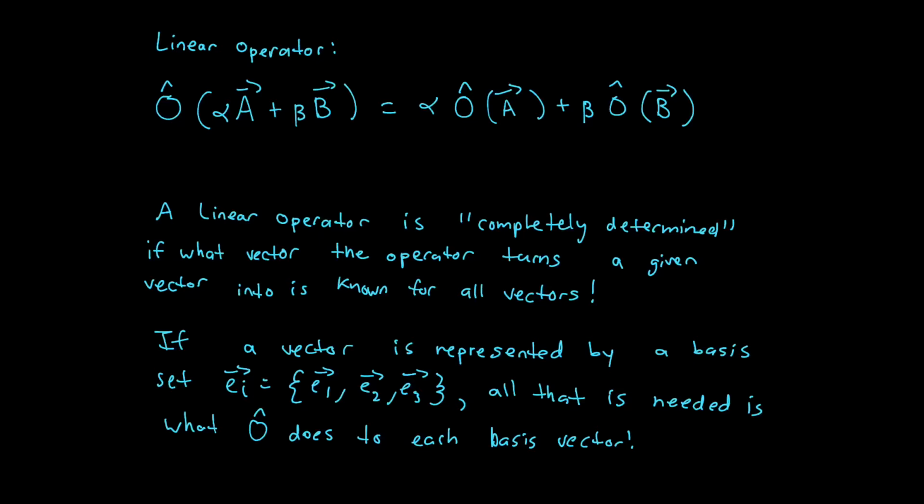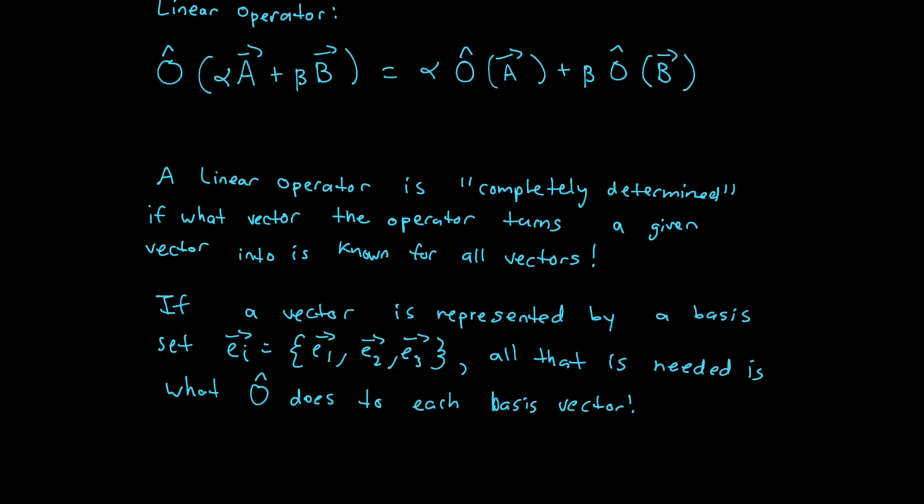A linear operator is completely determined if what vector the operator turns a given vector into is known for all vectors. If a vector is represented by a basis set e_i equals e_1, e_2, e_3, all that is needed is what the operator does to each basis vector.